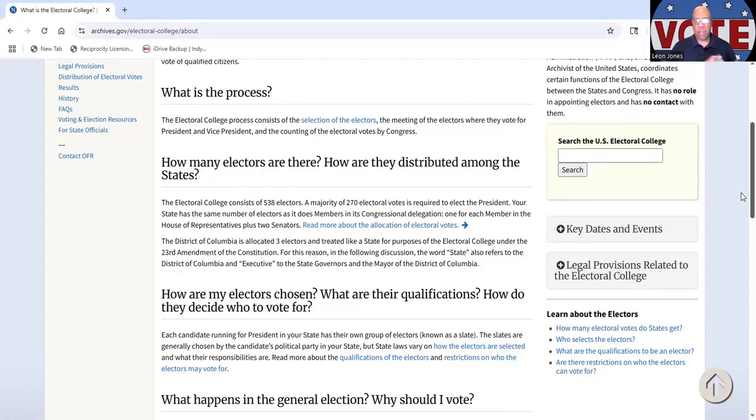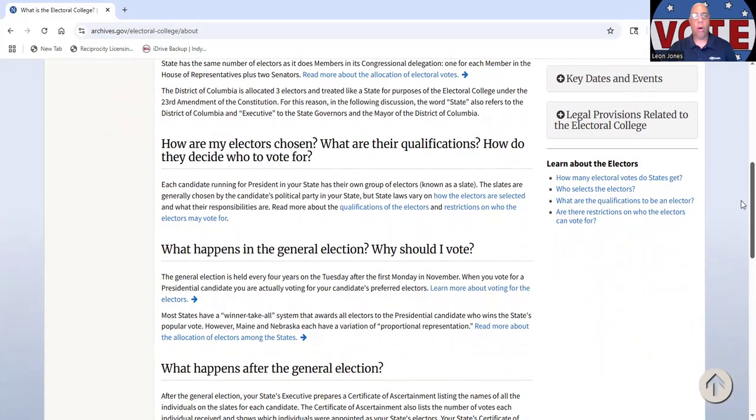Now, the District of Columbia is allocated 3 electors and treated like a state for purposes of the Electoral College under the 23rd Amendment of the Constitution. So, for this reason, in the following discussion, the word state also refers to the District of Columbia, and executive refers to the state governors and the mayor of the District of Columbia.